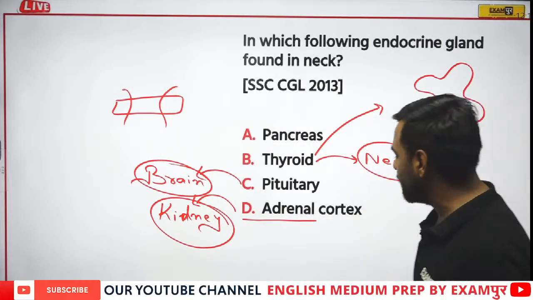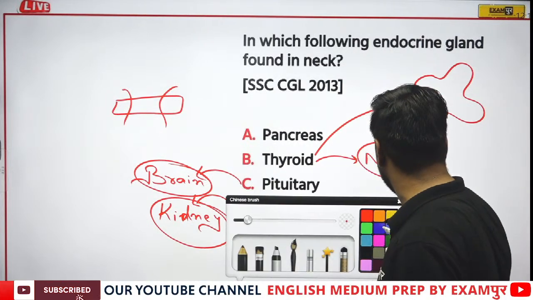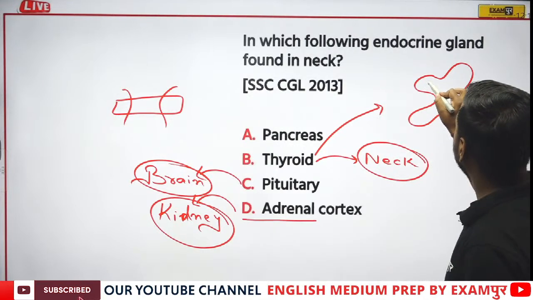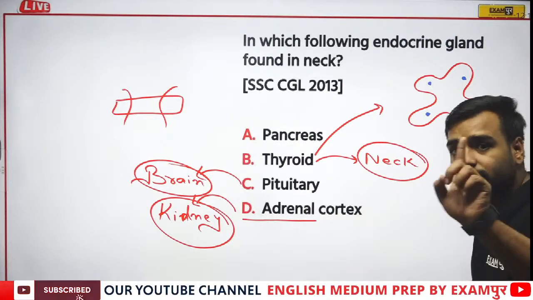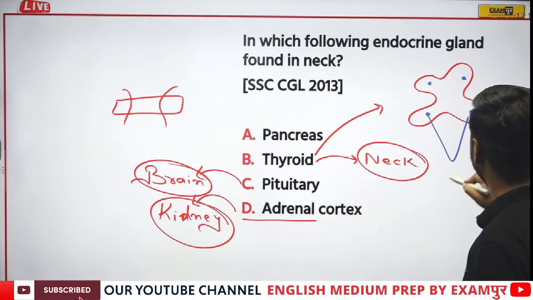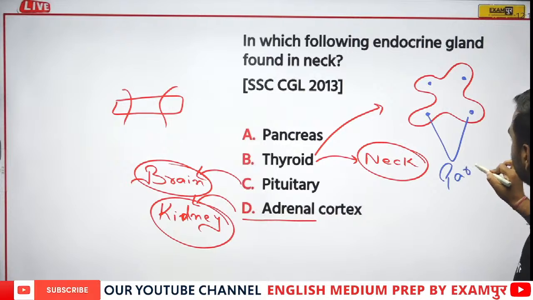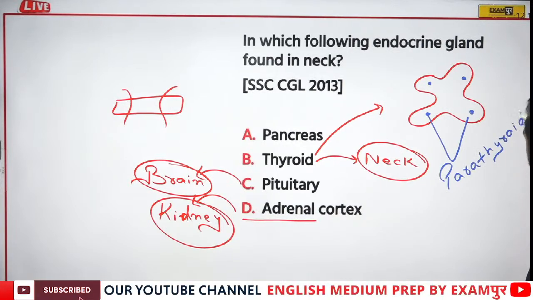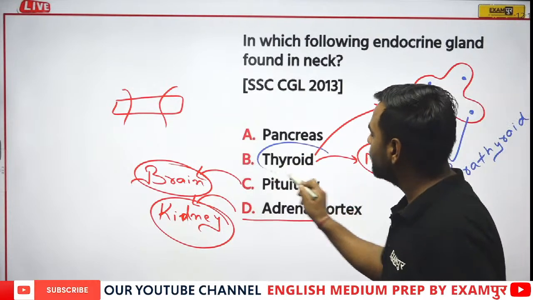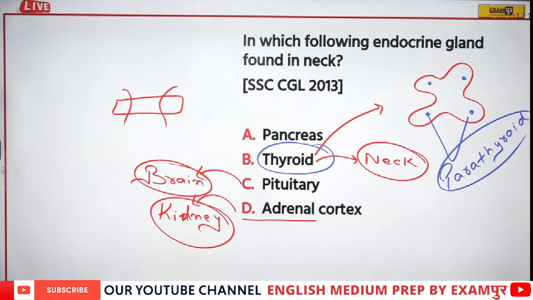But one more thing which I have to add is, I'll use blue color over here. Here are 4 dots. Now, what are these dots? These dots are your parathyroid glands. Now, remember this part, please. It's very important. There are 2 glands. One is thyroid and one is parathyroid. So, what is it?